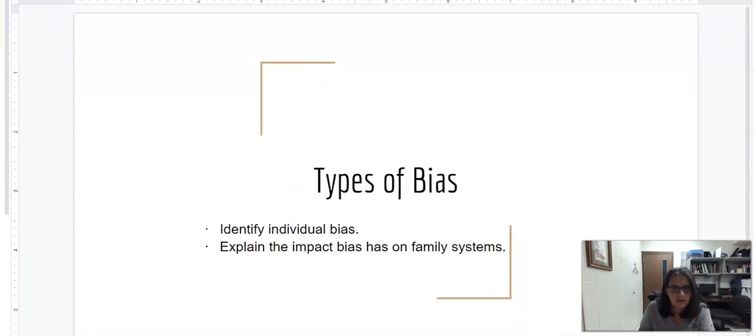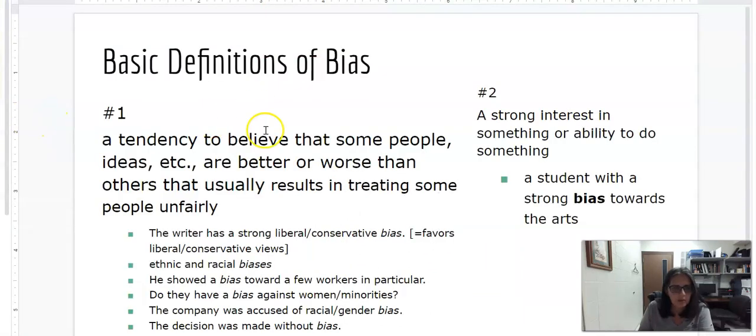You're going to go on those notes, and you should have the link in Schoology. Then we're going to go through. First is just a basic definition. What is it? There's more than one definition you can use. A tendency to believe that some people, ideas, etc. are better or worse than others that usually results in treating some people unfairly. Not always, though. We can check our bias and not actually act on it. So that's not a piece it has to be.